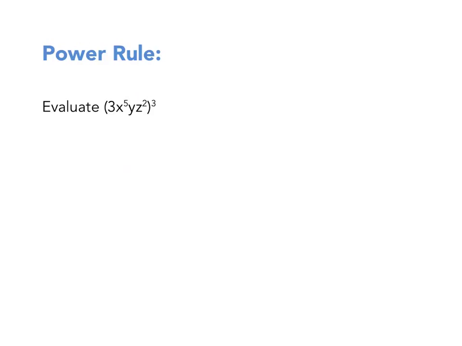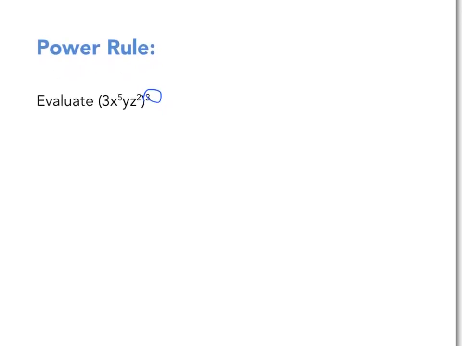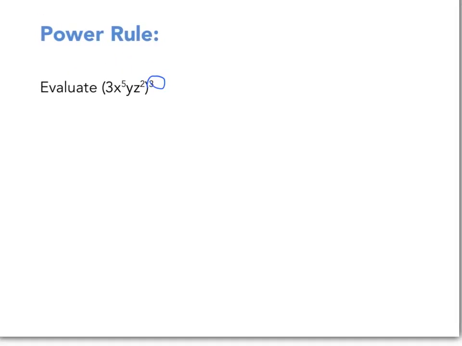Now for the power rule. When you have the power rule, you're going to multiply each term by the power outside. So we have 3. Let me just erase that so you can see it. Okay, eraser's not working, so know that that's a 3.